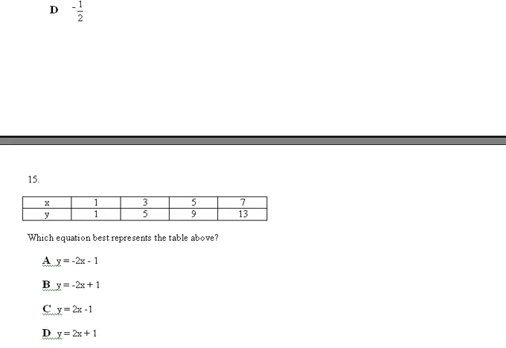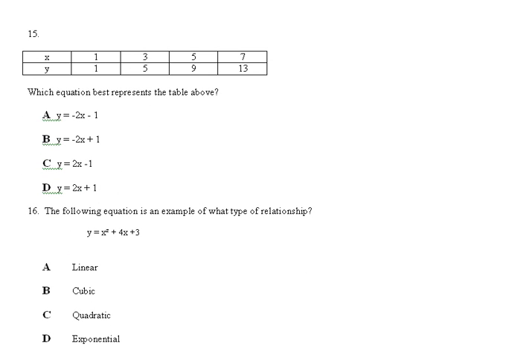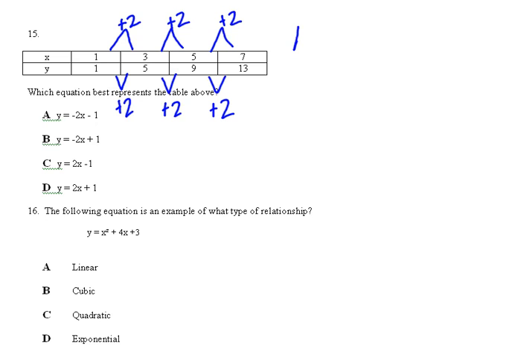15 has a table. And it asks us not only to determine whether it's linear, but also to find its slope and y-intercept. So first thing we'll do is find the differences on the table between the x and the y values. As you'll notice, the x values go up by 2, as well as the y values. If you remember, to find slope, you need to find the change in y over the change in x.